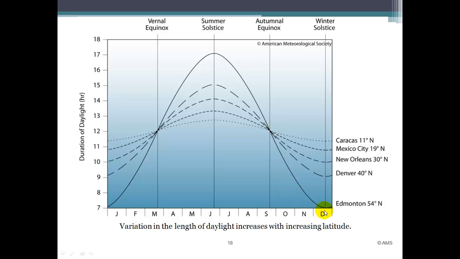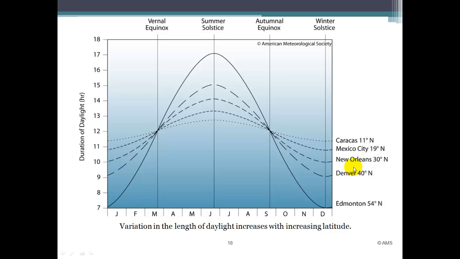It's a huge variation. As we move a little closer towards the equator and look at Denver, we see a similar curve, but not as extreme. So we're still receiving longer days during the summer than we are during the winter, but not as extreme as for Canada.